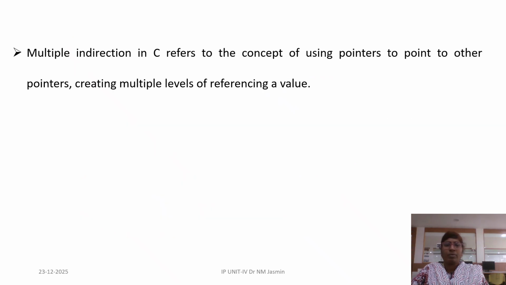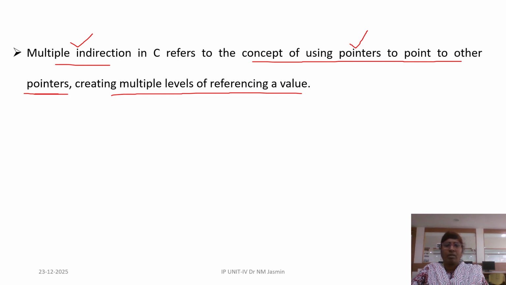Now multiple indirection in C mainly refers to the concept of using pointers to point to other pointers, creating multiple levels of referencing values. That is the reason multiple indirection is nothing but taking a number of pointers which point to other pointers, thereby creating multiple levels of referencing the value of the variable.